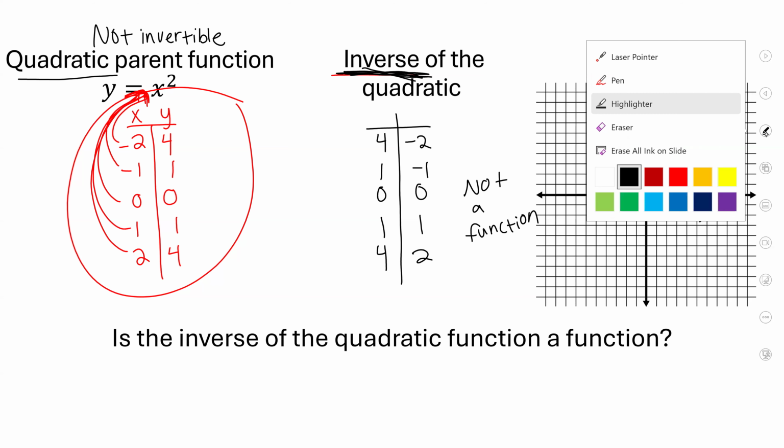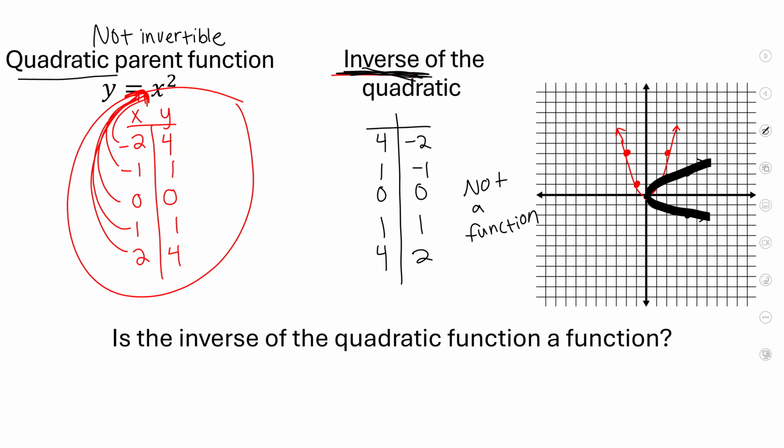But another thing, guys, is that it does not pass the vertical line test. It passes more than one time. It passes here and here. That's why it's not a function. You can also look at the table. 4 goes with both -2 and +2. That's not a function. It doesn't pass the vertical line test. So the answer to this question, is the inverse of the quadratic a function? No.